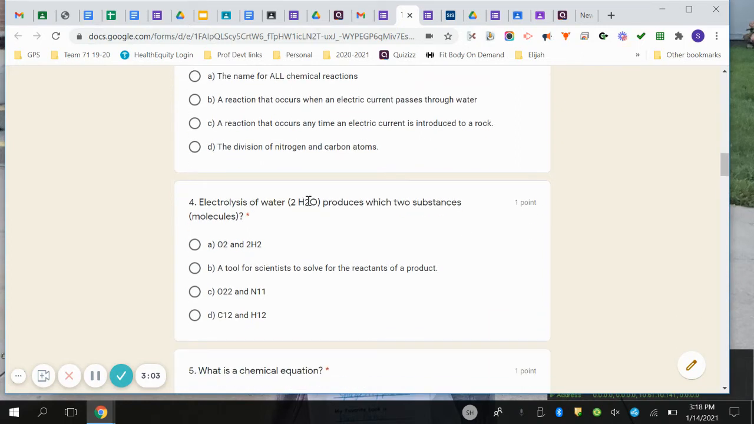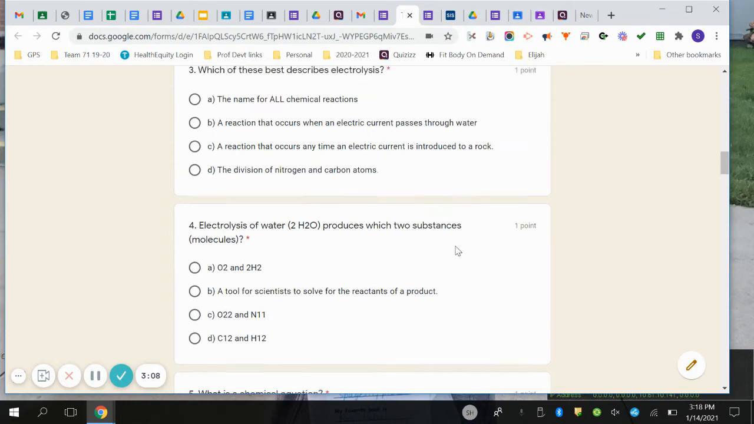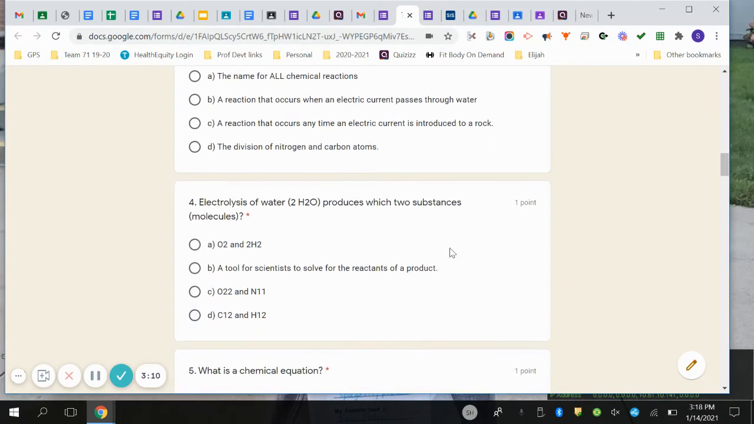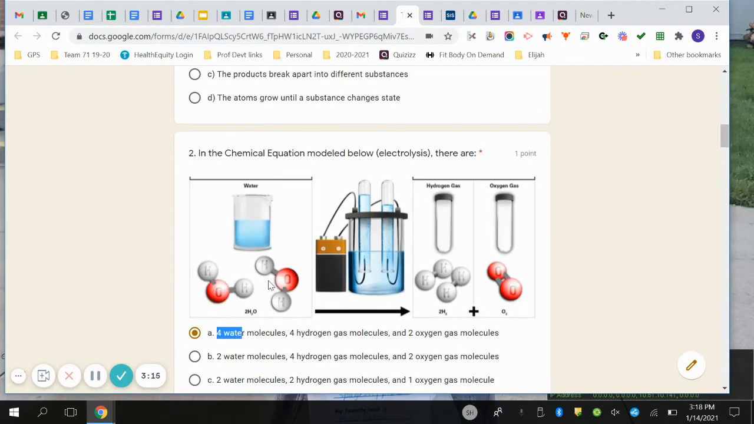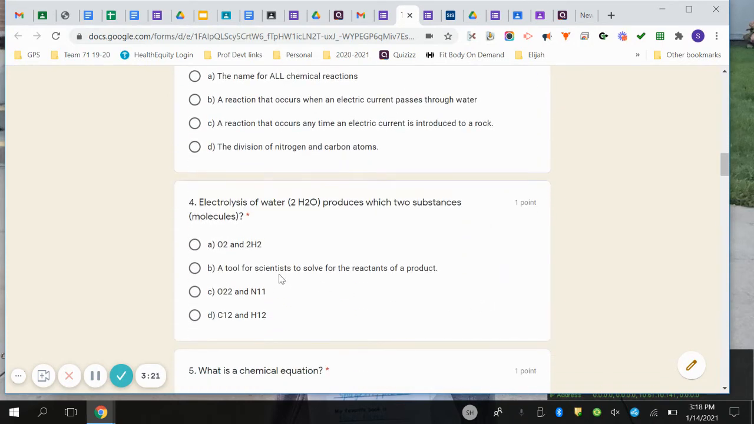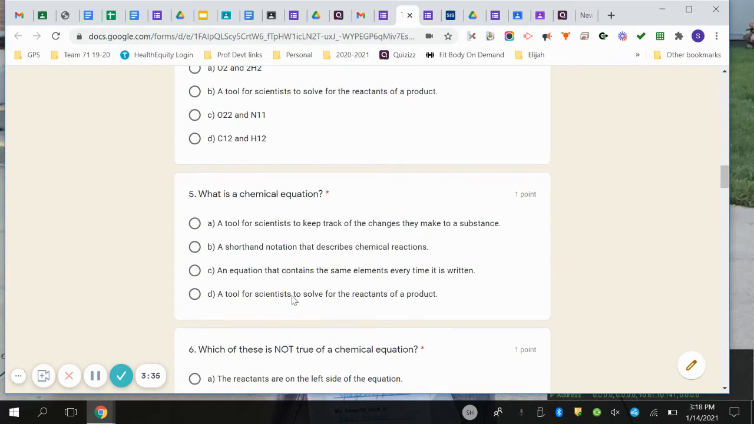Number 4, electrolysis of water, 2H2O, produces which 2 substance molecules? You guys, that's right here. O2 and 2H2. So what did it produce? You have your reactant. What was your product? It's right up here at number 2. Then the other choices: O2 and N11, or letter D, C12 and H12. All those questions all go together.